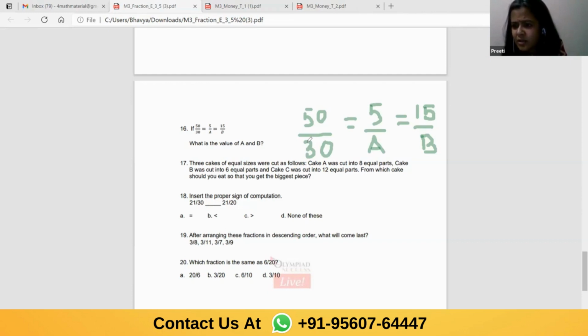Ribanta, is there any question of unlike fraction in the sheet?